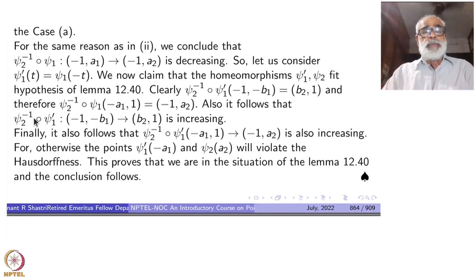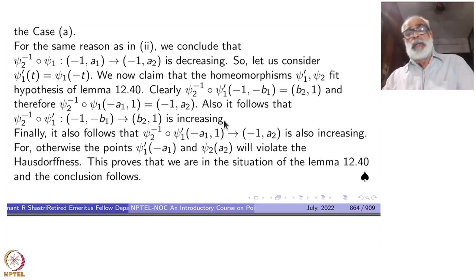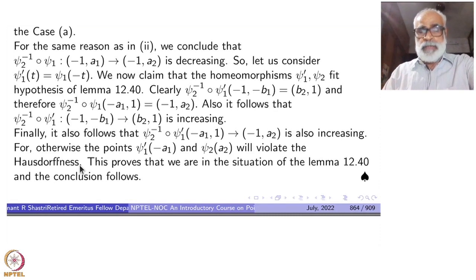Also, it follows that psi 2 inverse of psi 1 prime is from minus 1 B1, the initial segment, goes into the far end B2 to 1. So both of them will be increasing. Finally, it follows that psi 2 inverse composite psi 1 of minus 1 1 to minus 1 A2 is also increasing. The other part is also increasing, for otherwise psi 1 prime minus 1 A1 and psi 2 from A2 would be violating the hypothesis. So that is why we are in a nice situation of the second lemma there.